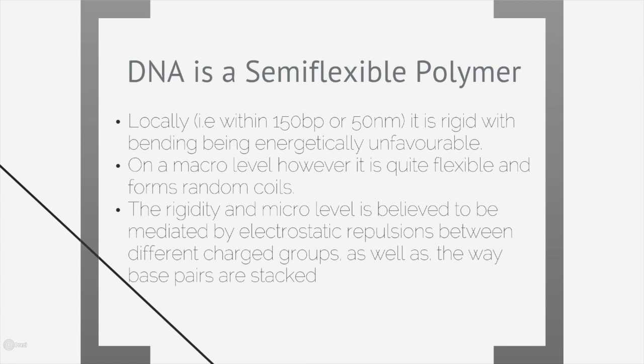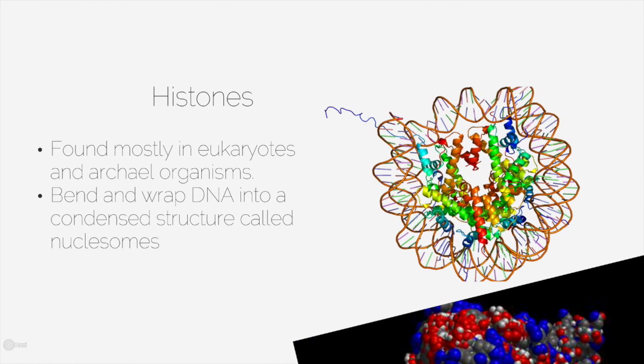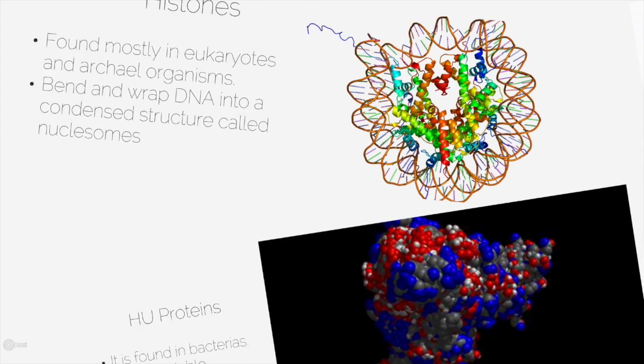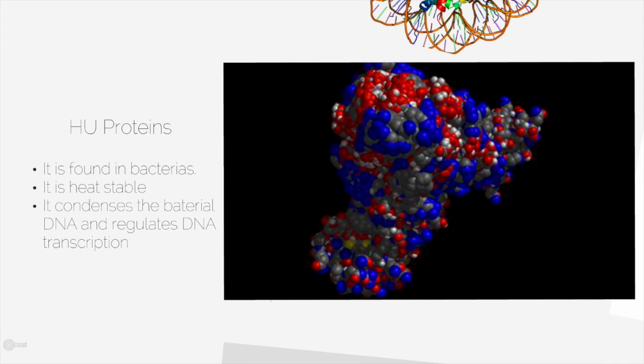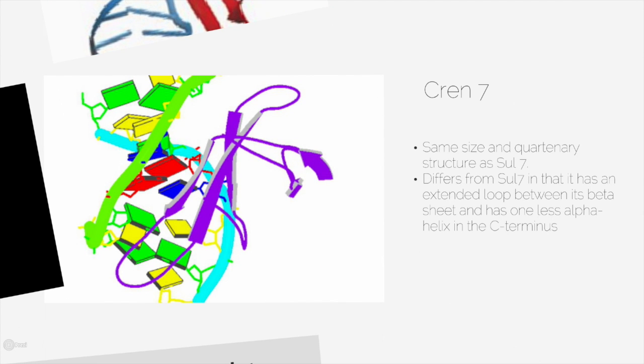While DNA has an intrinsic ability to bend, there are specialized proteins that ease this process. Such proteins are called architectural proteins. A few of them are listed below. Histones, which are found mainly in eukaryotes and wrap the DNA into nucleosomes. HU proteins, the main bending protein in E. coli, and then Sul7 and Cren7, which are structurally similar and are found in archaeal organisms.